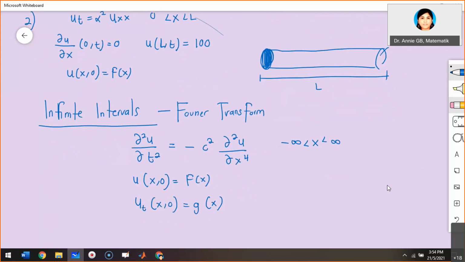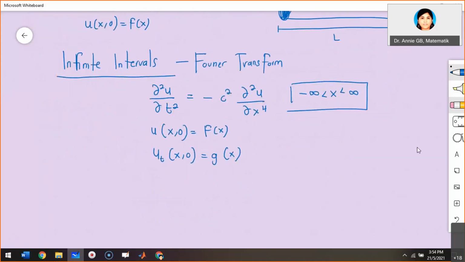Now, how do I know I need to use Fourier transform? Sebab kita ada infinite interval. Now, I hope you have watched my Fourier transform video. Introduction tu lah. Kalau tak tengok, tak boleh nak buat. So, in the book, akhir ujung sekali, page 210 onwards, kita ada table Fourier transform.